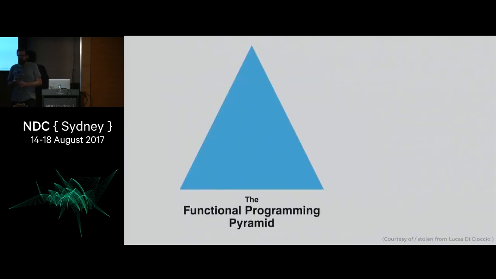I also want to introduce this before I start. I'm going to call this the functional programming pyramid. I actually stole this from a chap called Lucas di Cioccio, and it's actually the Haskell pyramid, but we're just going to pretend I didn't steal it.